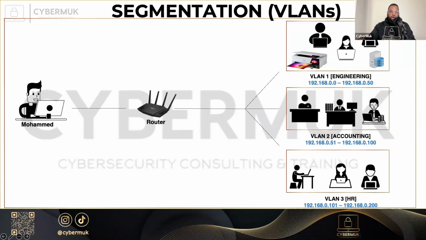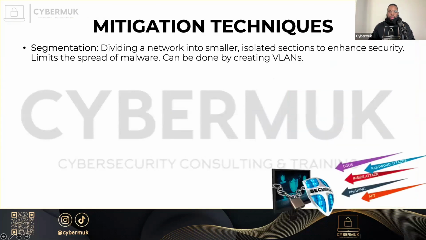So if Mohammed wants to connect to Pearl in HR, he will connect to Pearl in HR without having to connect to others in other floors. Or if you want to print to the engineering floor, he will not connect to the other networks. So some networks are made more secure than others and more private than others. This is one technique to mitigate attacks, segmentation, segmenting the network.